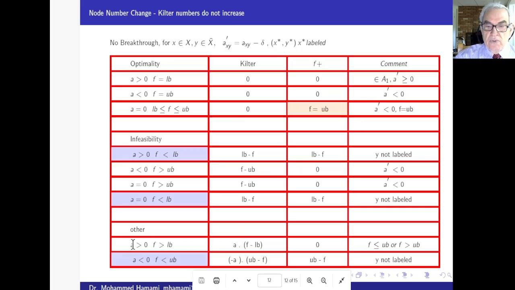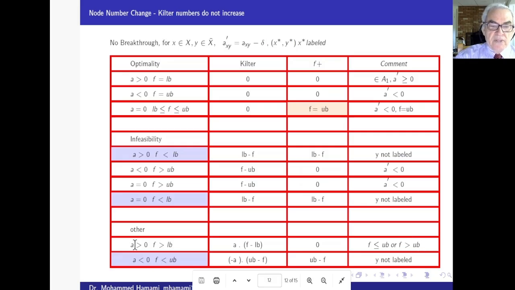And if it goes to 0, right, A prime equal to 0, and F bigger than LB and F less or equal to UB, then I jump to this state, right? And my Kilter number is 0. So I go from a positive Kilter number to 0. So that's a decrease.